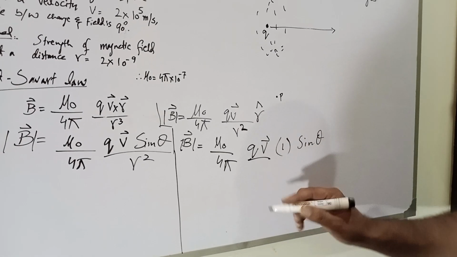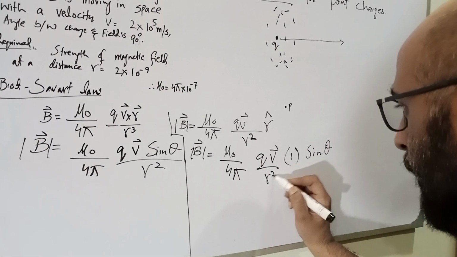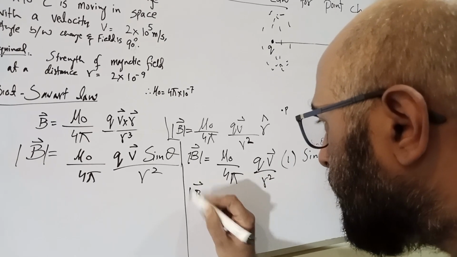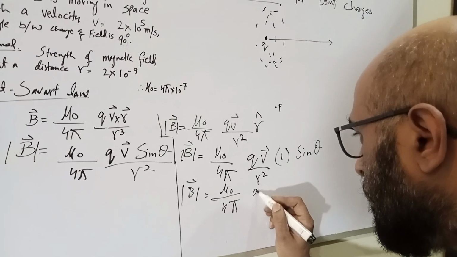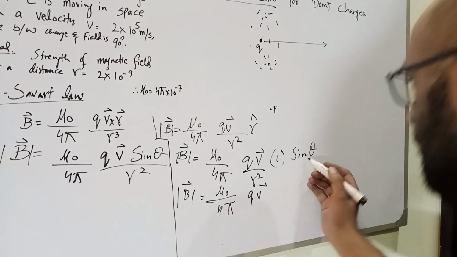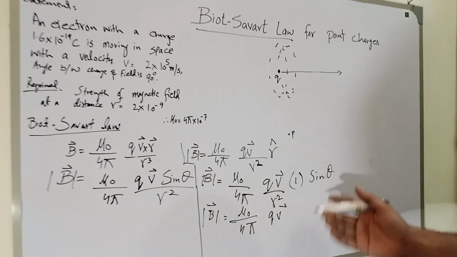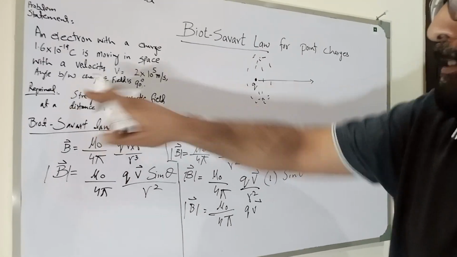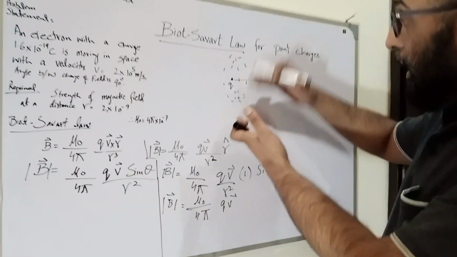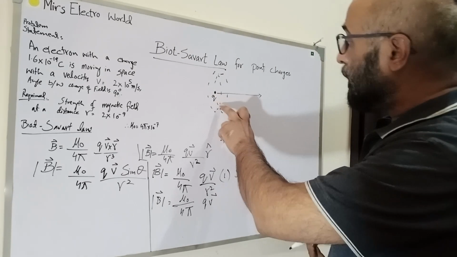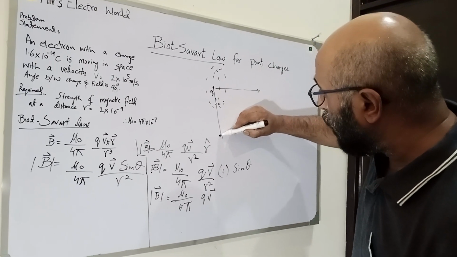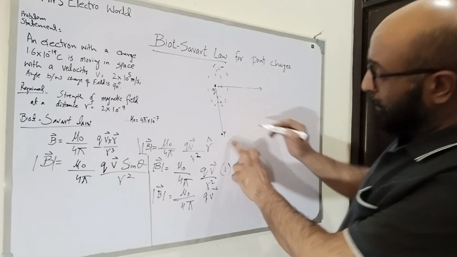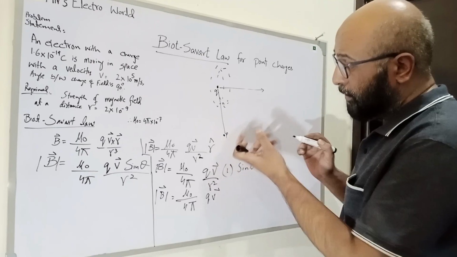So this is solved, and this r squared will come here, and what we get is mu naught over 4 pi q v sine theta over r squared, because theta in our case, the angle between the charge's velocity and the field, is 90 degrees. The charge is somewhere here, and if we draw a tangent towards this point, this is the point at which we want the strength.